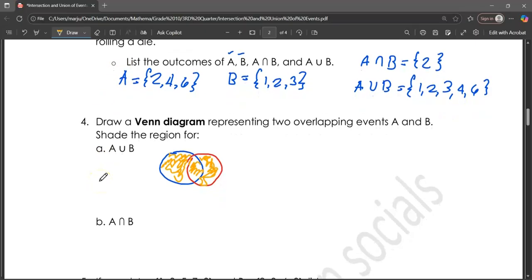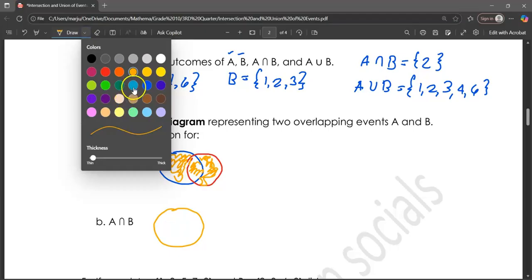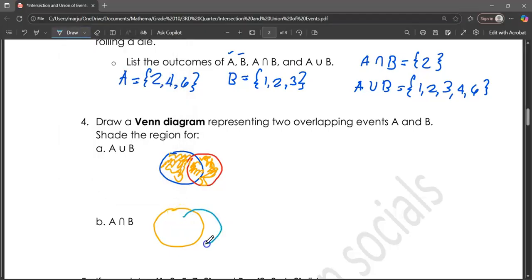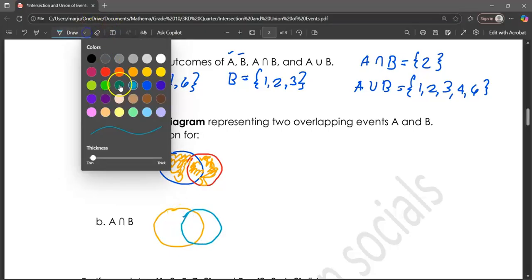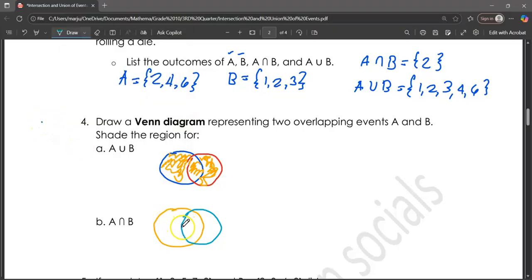So when we talk about intersection, if I have here a circle, that's my Venn diagram, and also this one. When I say intersection, I am only going to shade the overlapping area. So this is my intersection. These are the areas where the two circles overlap. That's intersection.